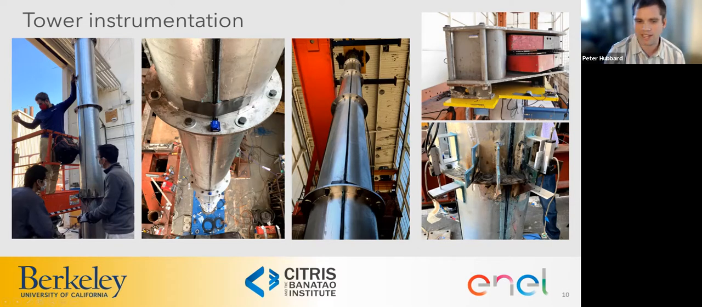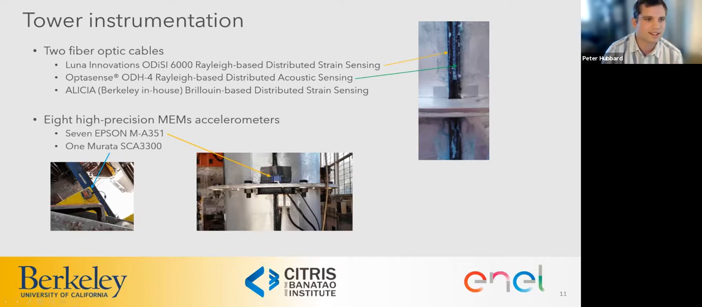A little bit overkill. This was actually used for shaking dams and getting the vibrational characteristics of dams. But if you're gonna do it, you might as well go all the way. So we put a big vibration generator on the top of this tower. We instrumented the tower using two of these tightly buffered fiber optic cables where we implemented DAS using an OptiSense ODH4 Rayleigh-based distributed acoustic sensing.